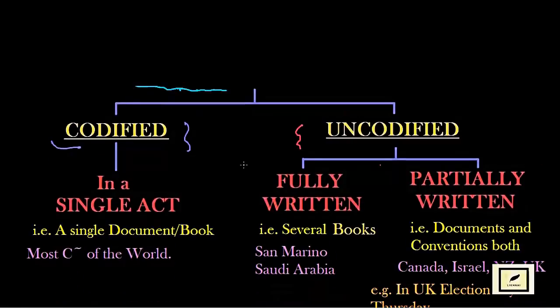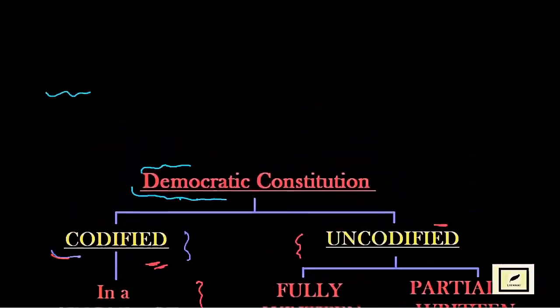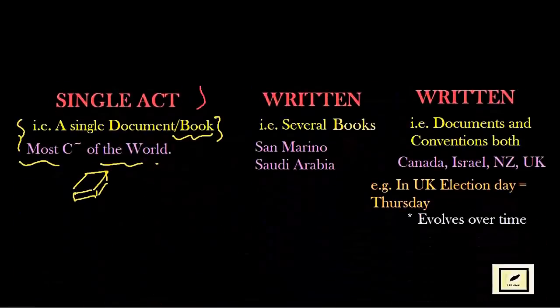That is, something which has been coded or written and something which has not been written. The codified ones are usually those constitutions which are written in a single act or a single book. Most of the countries of the world have a codified kind of constitution. So in general, we have a written constitution in a single book, as we mentioned earlier, that the constitution is usually a document or a book.